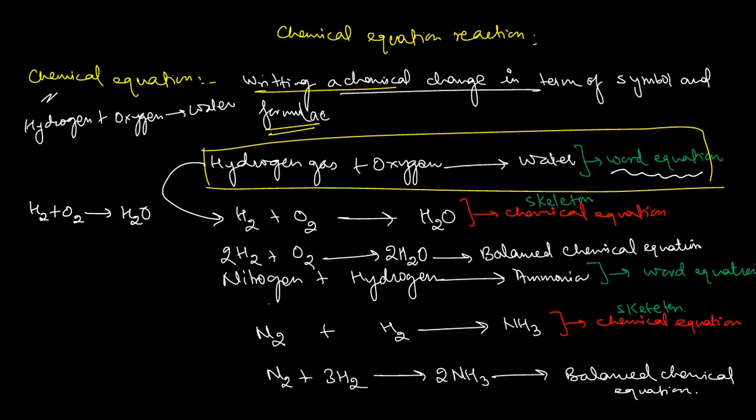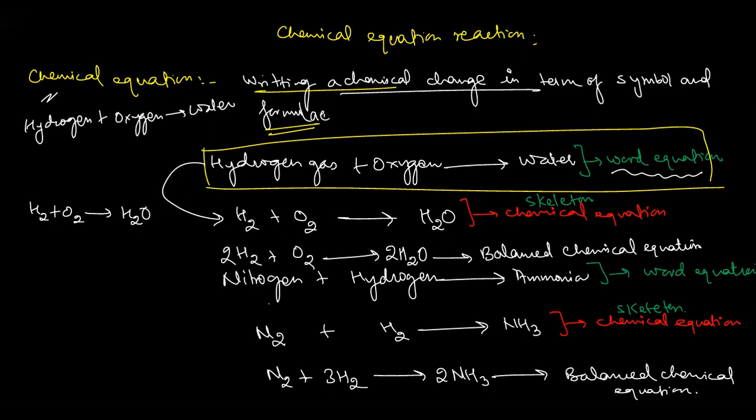But here there is one thing you need to notice. There are two hydrogen atoms here and two hydrogen atoms here. On the left we have two oxygen atoms, but here we have only one. So this violates the law of conservation of mass, and the total mass of the reactants and products is not equal here.